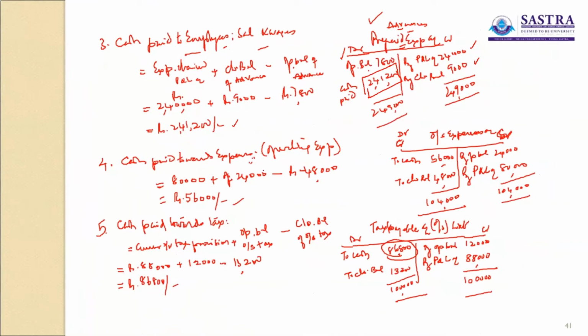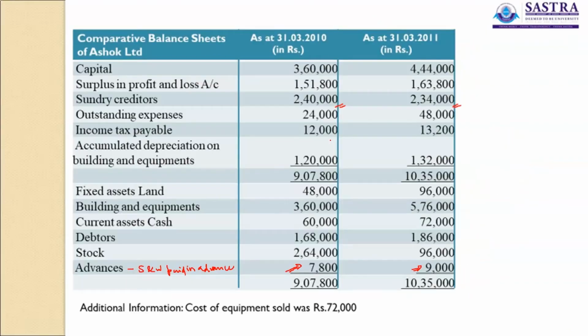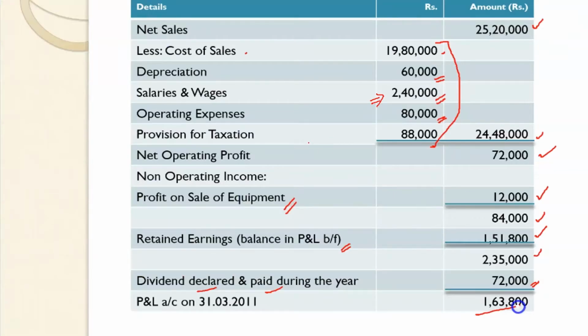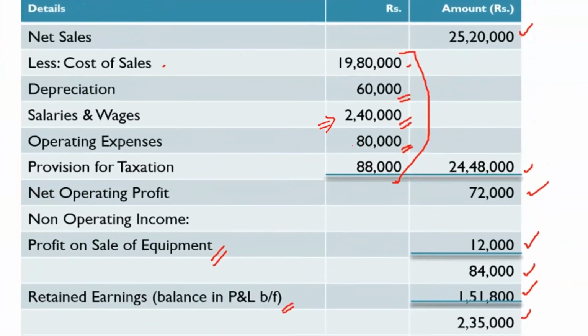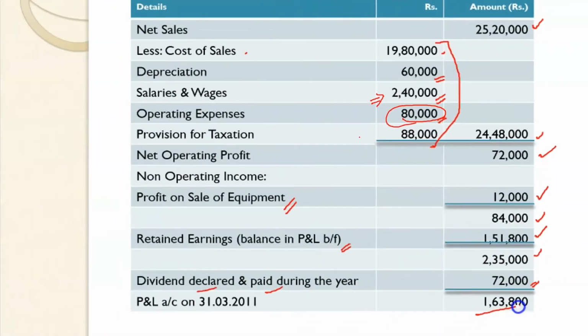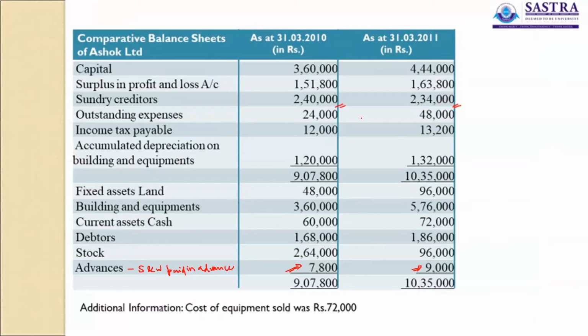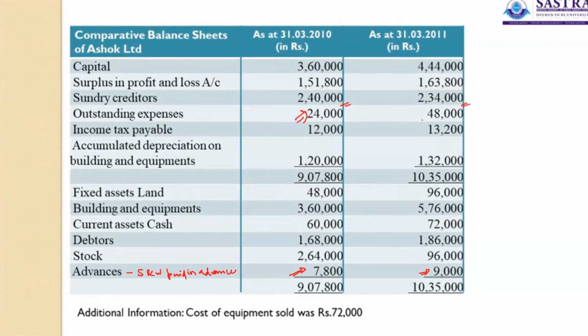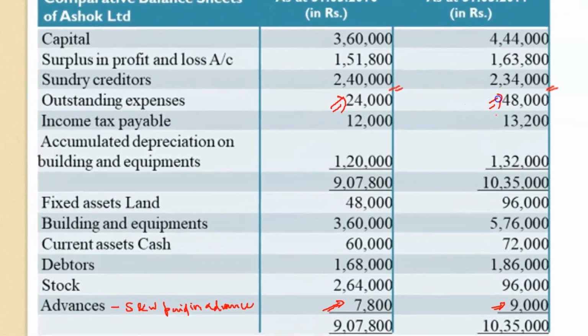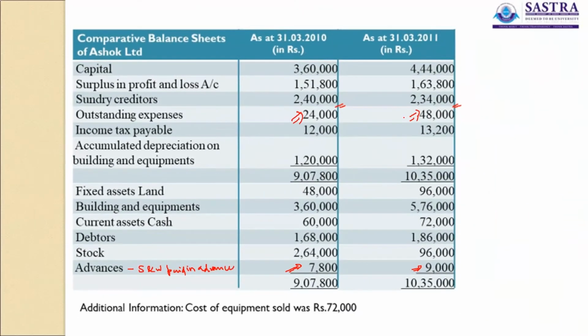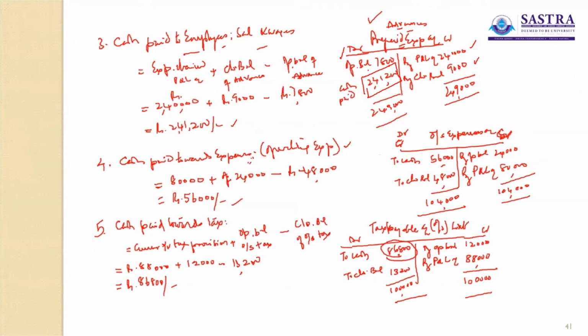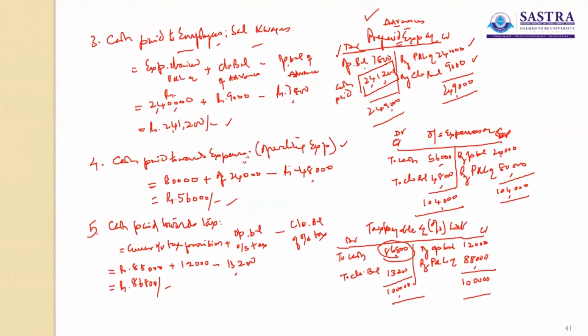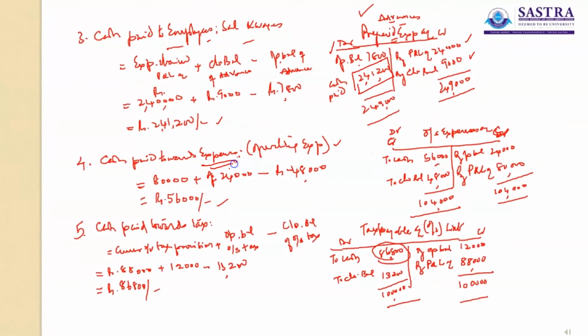Next, cash paid towards operating expenses. Again, when you go back to the profit and loss account, operating expenses claimed for the current year is rupees 80,000. And if we look at the balance sheet, outstanding expenses opening and closing are given as 24,000 and 48,000. So taking this information, we have to calculate cash paid towards operating expenses.